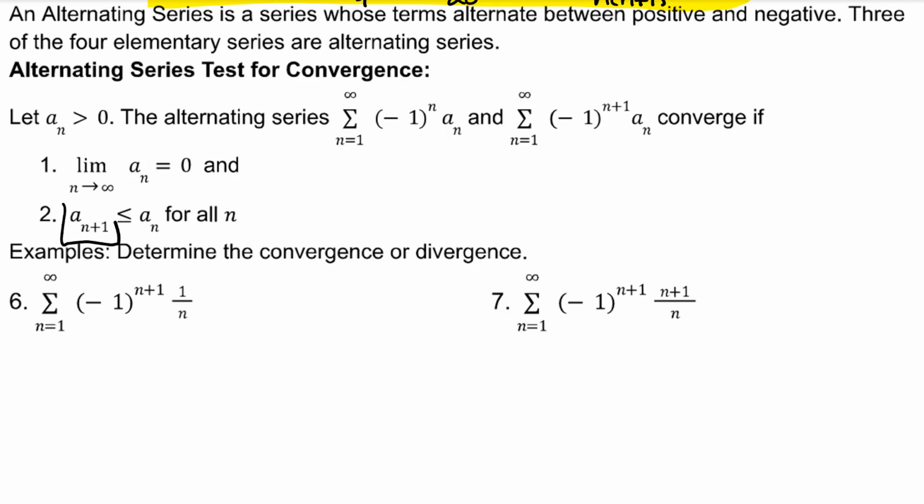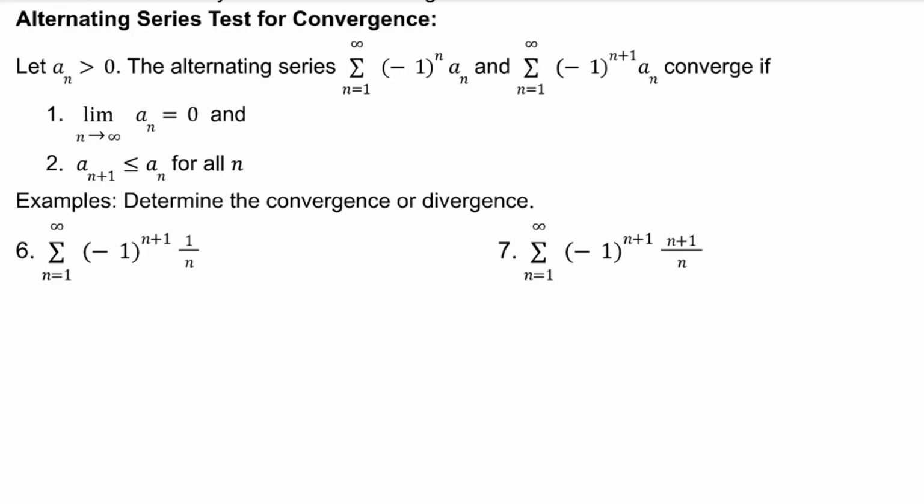That makes a sub n plus 1, which means the next term, must be less than or equal to each term before. That is talking about the absolute value of each term, not the alternating part. Determine the convergence or divergence for 6 and 7.